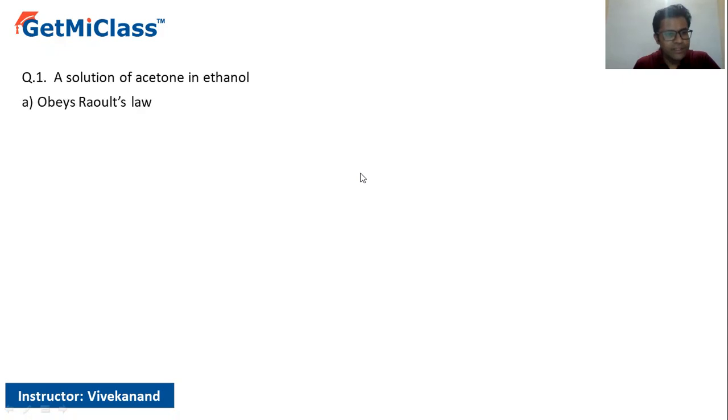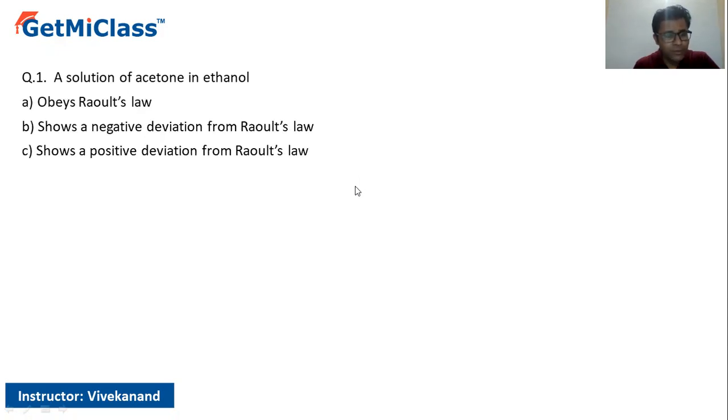Hello everyone and welcome to the KCET. Today we will be discussing the multiple choice, and our first multiple choice over here is: a solution of acetone in ethanol. A obeys the Raoult's law, B shows the negative deviation from the Raoult's law, C shows positive deviations from Raoult's law, and D behaves like a near ideal solution.